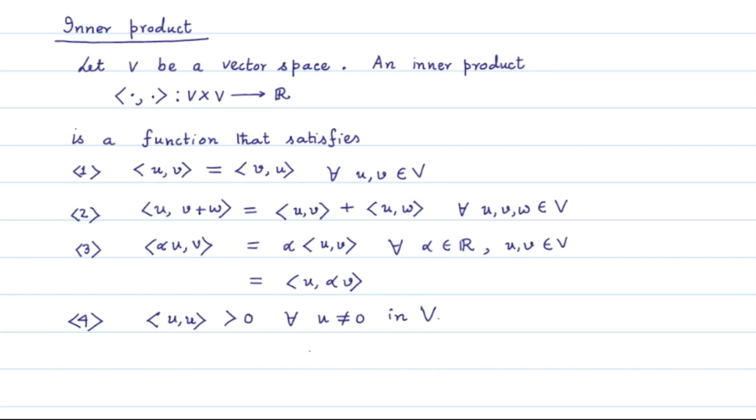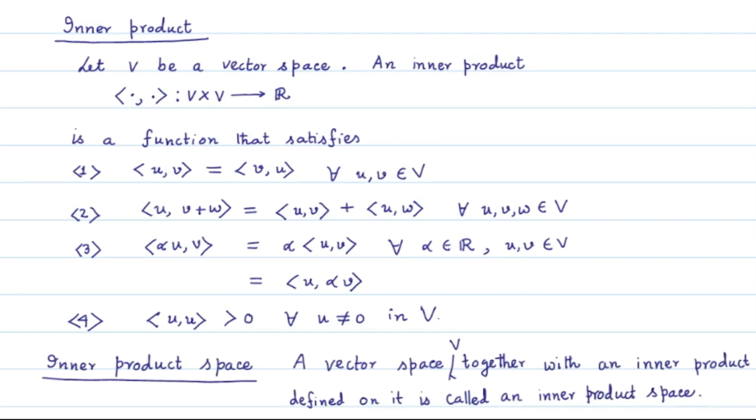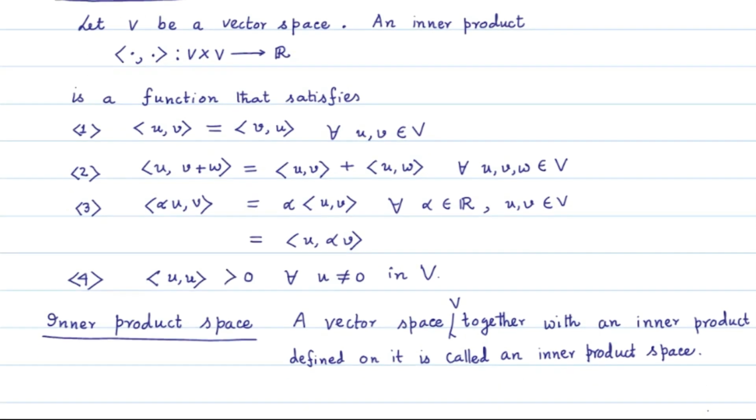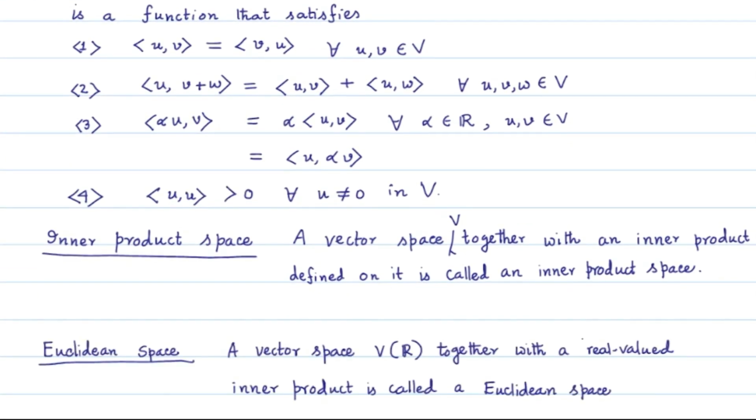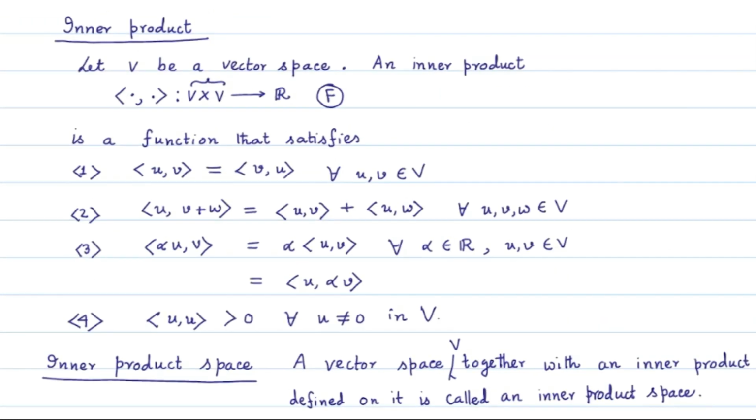A vector space together with an inner product defined on it is called an inner product space, and a vector space over the field of all real numbers together with a real valued inner product is called an Euclidean space. From this term real valued inner product, you might wonder that there might exist inner products which are not real valued. Yes, there are. For a general definition of inner product, you may please visit the book by Hoffman and Kunze that I have mentioned earlier in this lecture.